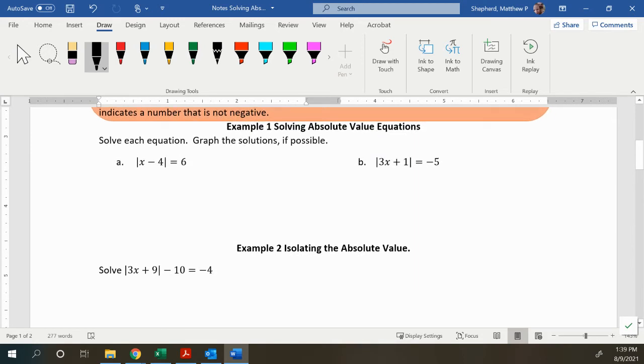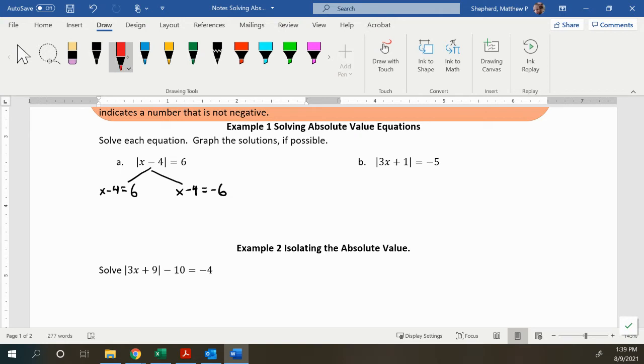All right, so let's look at solving a few real quick. First problem, we've got the absolute value of x minus 4 is equal to 6. First thing I'm going to do, separate it into two different equations. First one, x minus 4 is equal to 6. The second one, x minus 4 is equal to a negative 6. Because if this equals a negative 6 in here, the absolute value of that will give us the positive.